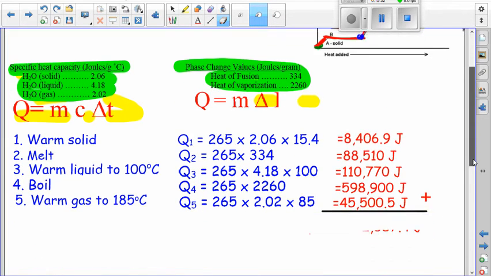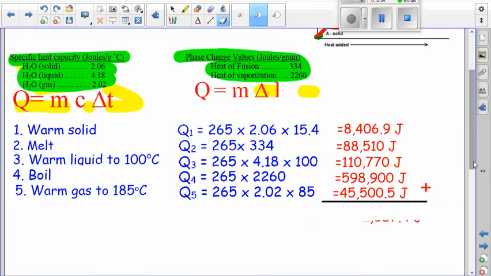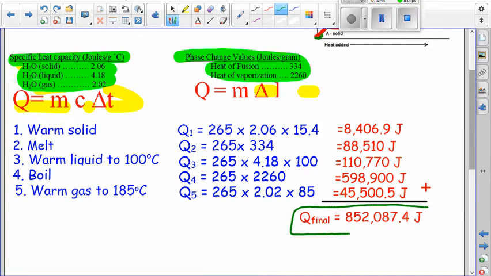You add all those up for the total price of this road trip, and we got 852,087.4 joules. The model student, of course, would never dream of not boxing that up for me. Boom. It is all about organization. Yes, sir. What temperature does water boil in Fahrenheit? 212.